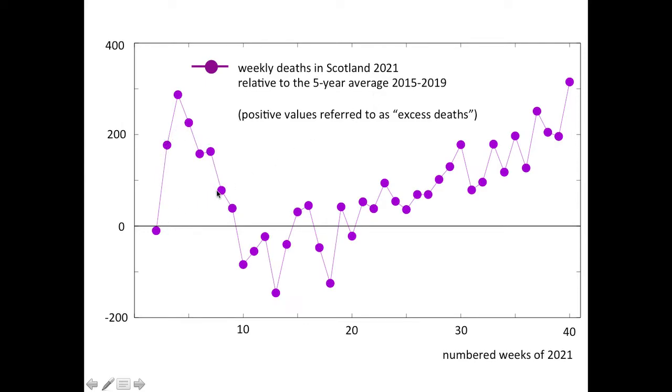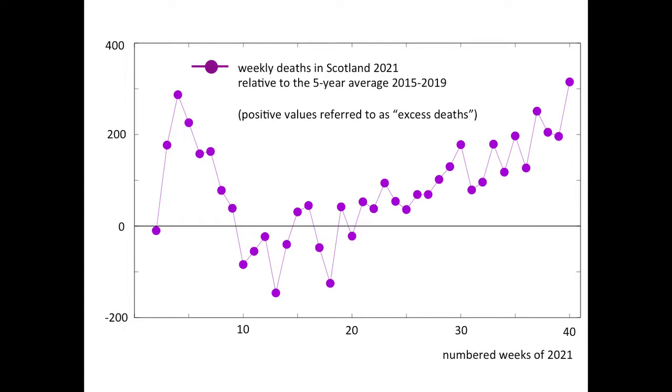If this curve is positive, it means that for a given week there were more deaths in that week this year compared to that week in a 5-year average of 2015 to 2019. Vice versa, if this curve is negative, it means there were fewer deaths in a particular week in 2021 compared to that 5-year average. Now this data is still hard to interpret though, because it has a lot of deaths from COVID built into it.